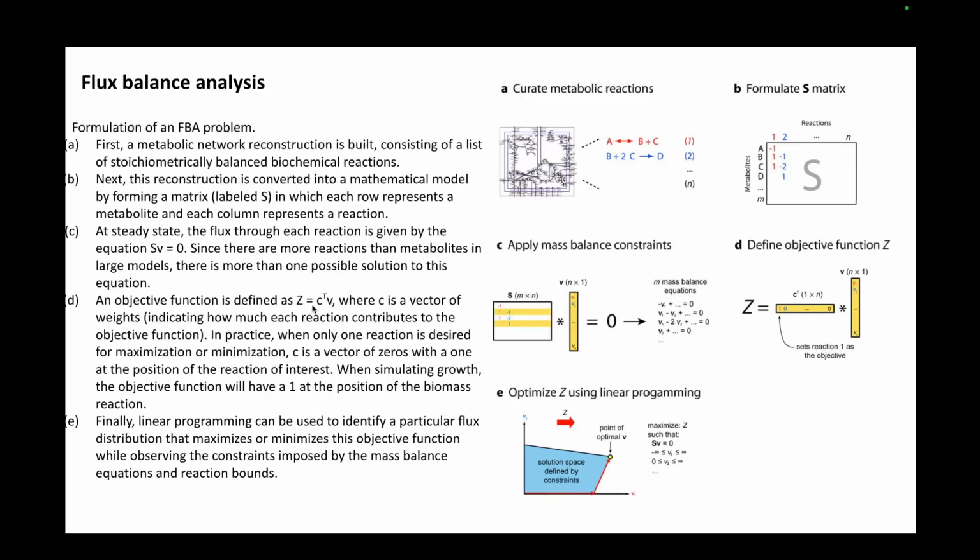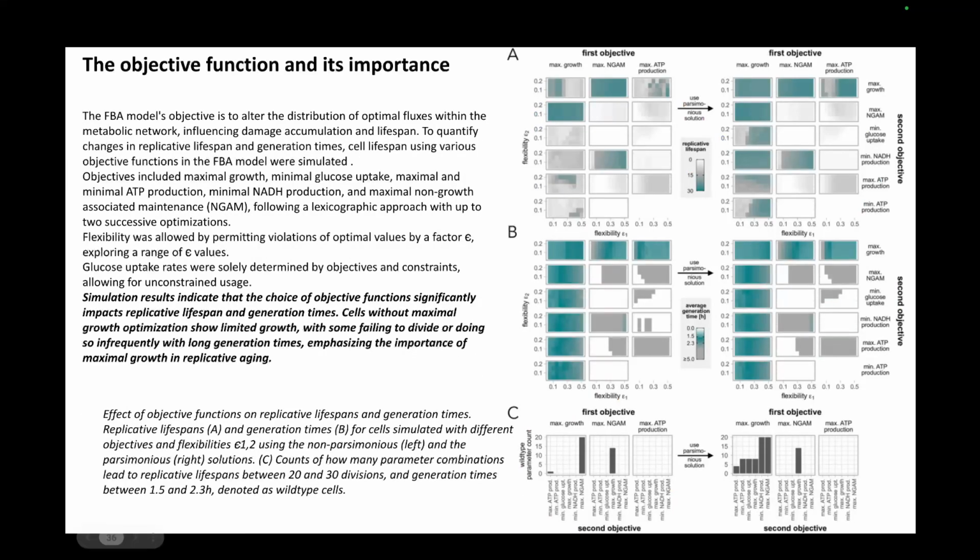So there comes the function of this objective function, which is given by z equal to c^T v in this case, where c is a vector of weights indicating how much each reaction contributes to the objective function. In practice, when only one reaction is desired for maximization or minimization, c is a vector of zeros with a 1 at the position of the reaction of interest. While simulating growth, the objective function will have a 1 at the position of the biomass reaction. And then you have the solution space something like this. These are your constraints. The point at which the objective function is maximized is your optimal solution. Finally, LP can be used to identify a particular flux distribution that maximizes or minimizes this objective function while observing the constraints imposed by the mass balance equations and the reaction bounds. Simple enough. Flux balance analysis.